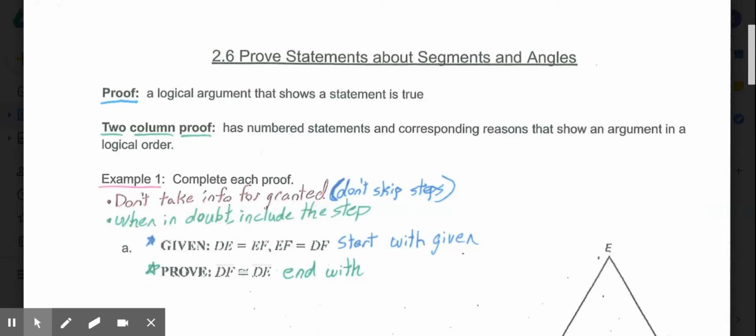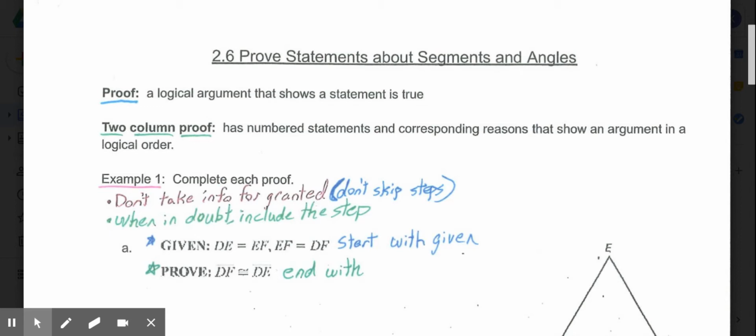Welcome to lesson 2.6, Prove Statements about Segments and Angles. Even though I didn't write it below the title, the goal for this lesson is to be able to understand a two-column proof and the basic ideas of what a proof is. A proof in geometry is simply defined as a logical argument that shows a statement is true.